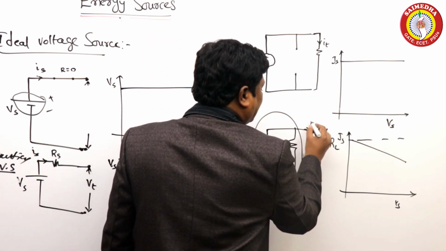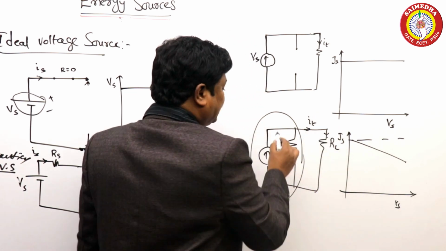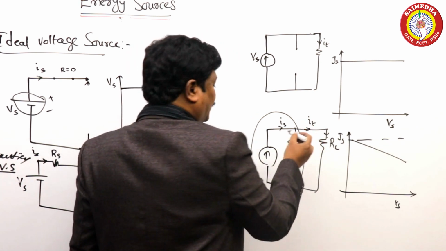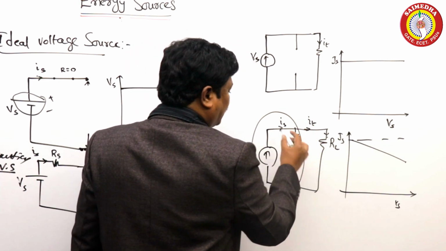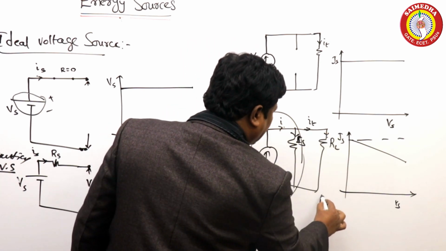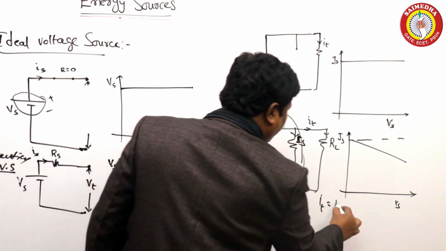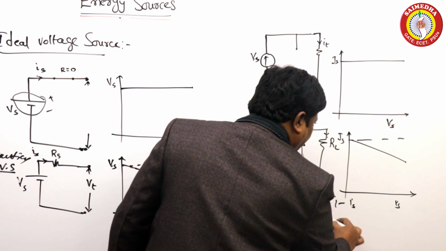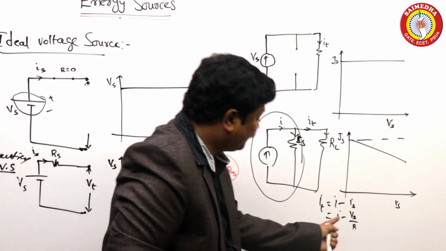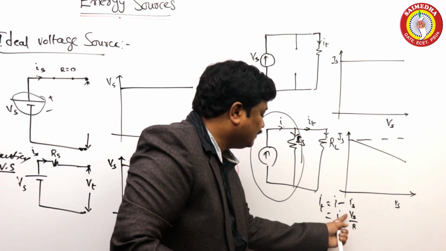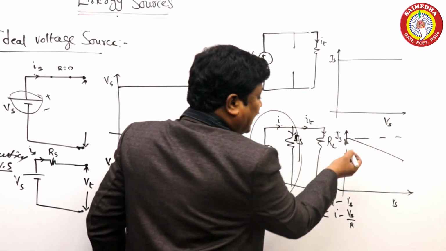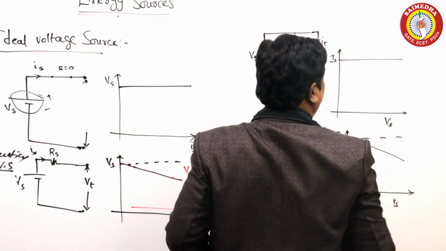For example, I can take the current IT here, and this current is Is here. So what is IT equal to? This is some current I, this is some Rs, this is Is. How can I get current IT? IT is equal to I minus Is. Is can be written as I minus Vs by R. When Vs increases, what happened? This value will increase, and when this value increases, this value will decrease. Hence, IT decreases. This is, the resultant current decreases.